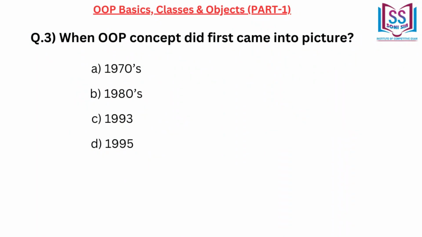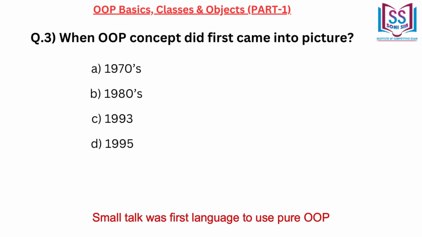When did the OOP concept first come into the picture? A. 1970s. B. 1980s. C. 1993. D. 1995. Correct answer, A. OOP first came into the picture in the 1970s by Allen and his team. Later it was used by some programming languages and got implemented successfully. Smalltalk was the first language to use pure OOP and followed all rules strictly.